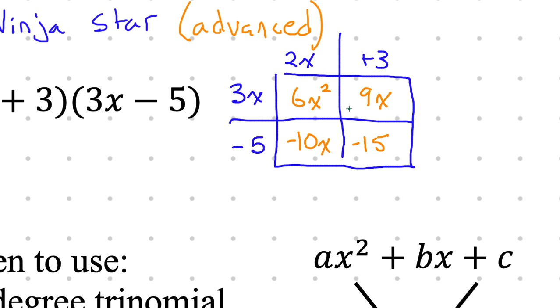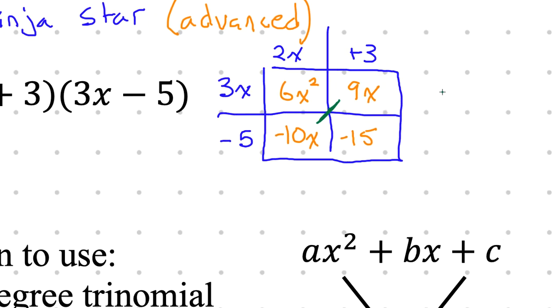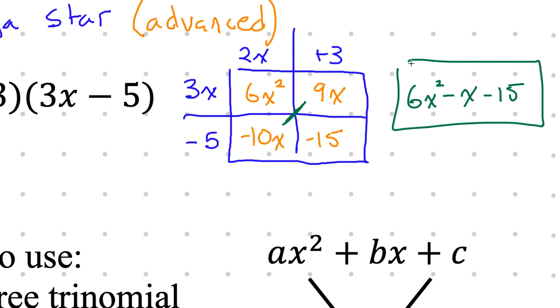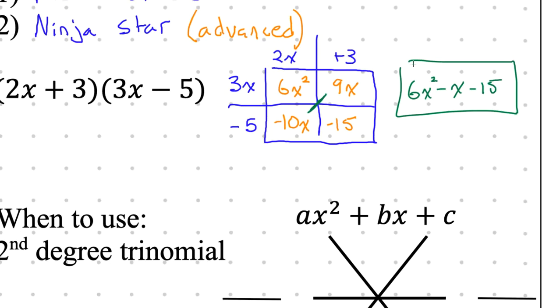Notice that the like terms are on this diagonal. I have a negative 10x and 9x. Who can add these together for me and combine like terms? Jose? Negative x. Oh yeah, so negative x for that middle term, I agree. 6x. There it is, and then we box it. Perfect. So that's going forwards, and we've seen this problem before. Now we are going backwards.